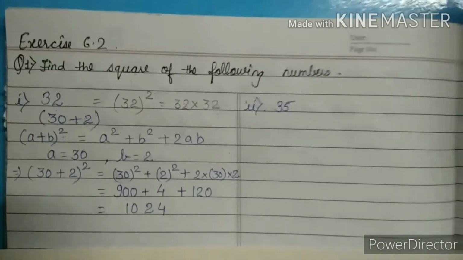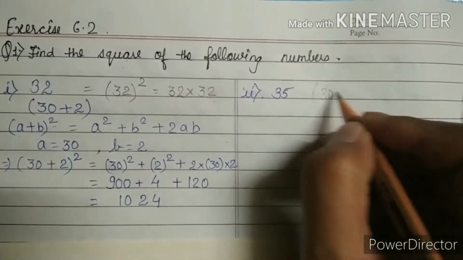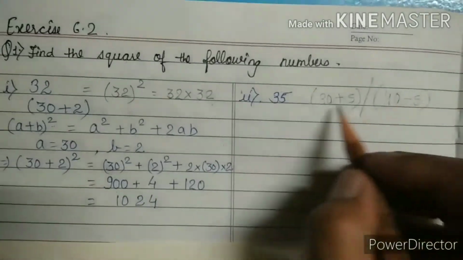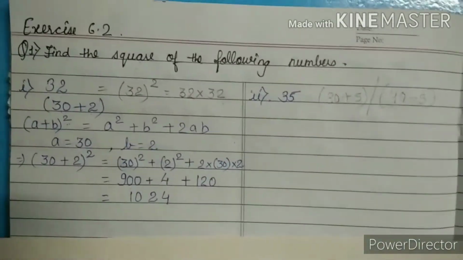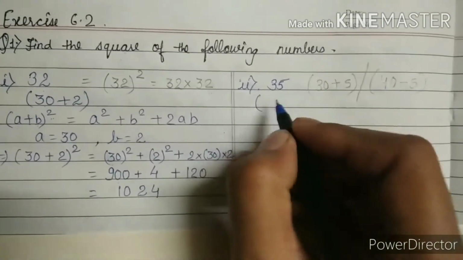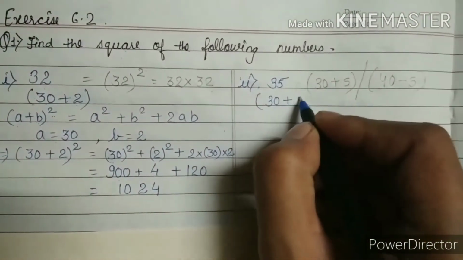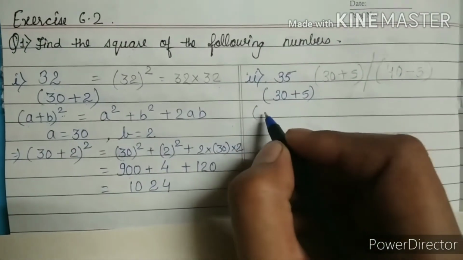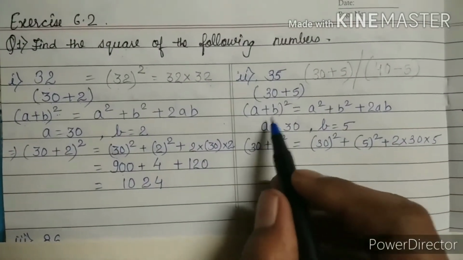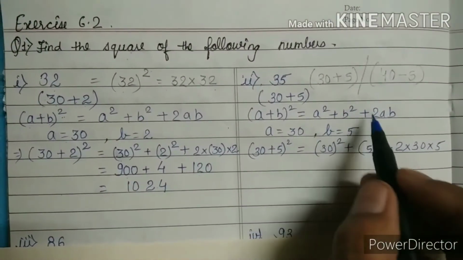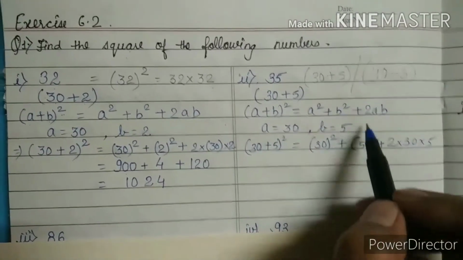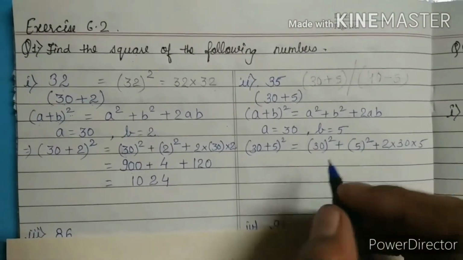The second part of question number one is 35. There is no need to write 35 in the form 30 plus 5. We can also write it in the form of 40 minus 5, because both give us the same number. Here I am doing the same as 30 plus 5, again we will get 35. So same identity, (a plus b) whole square is equal to a square plus b square plus 2ab. A value is 30 and b value is 5. So we have to put the values of a and b into the identity.